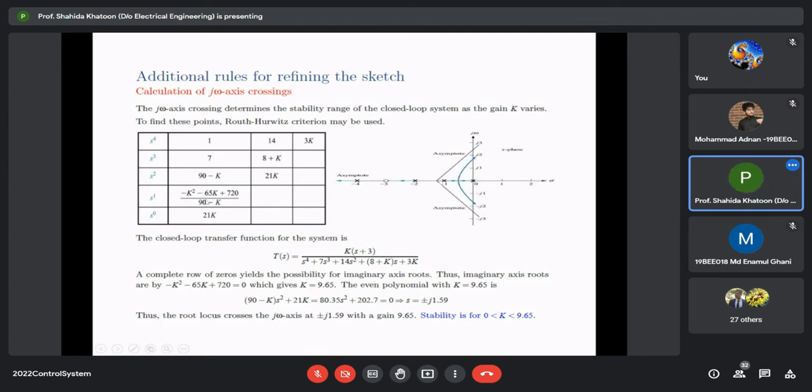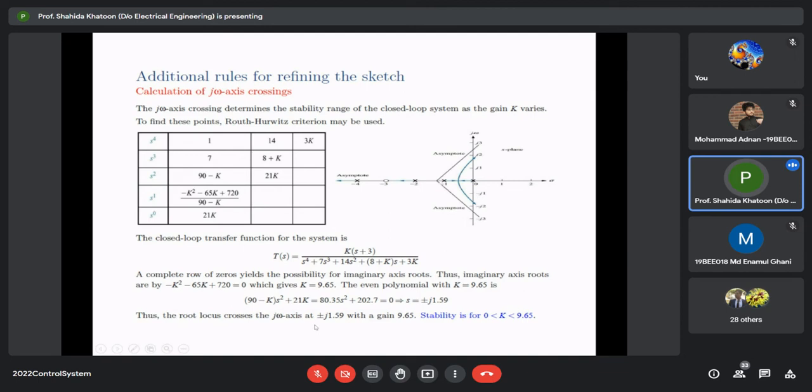substitute this equal to 0, that is minus k square minus 65k plus 720 equal to 0. This gives the value of k as 9.65. Then substitute it in the row above this. So 90 minus k s square plus 21k, and substitute the value of k as 9.65. This gives you a value of s which is equal to plus minus j 1.59. This is the j omega crossing value.